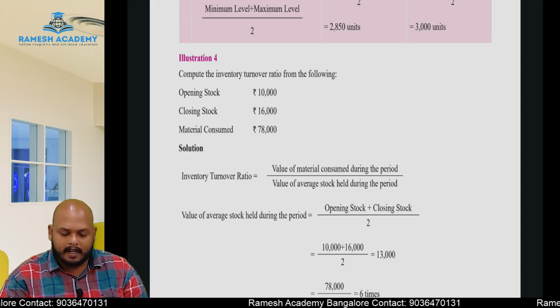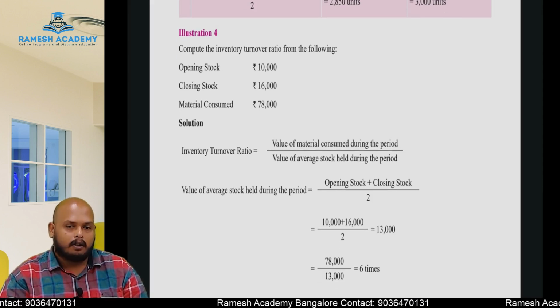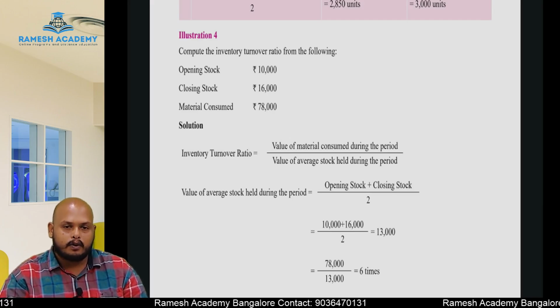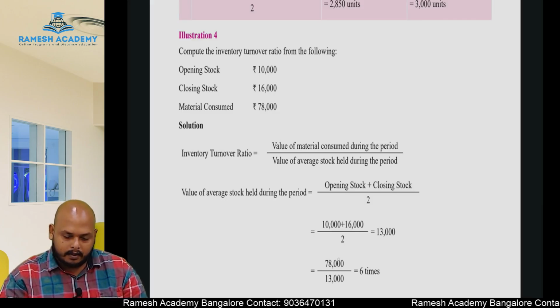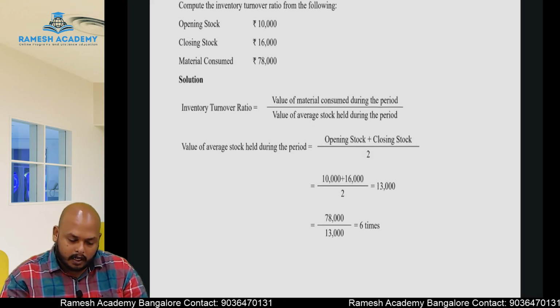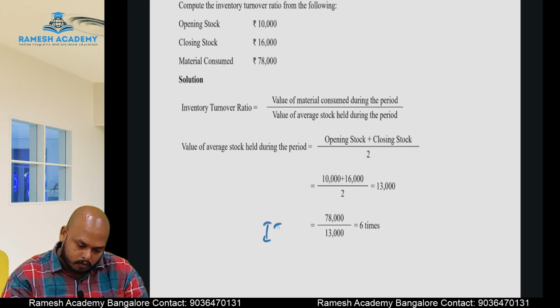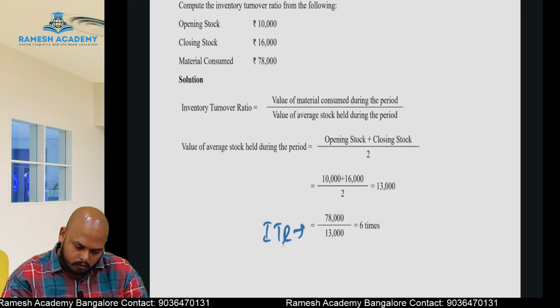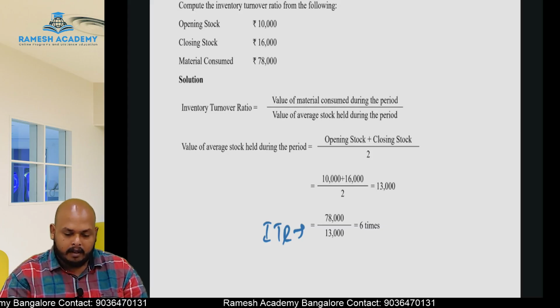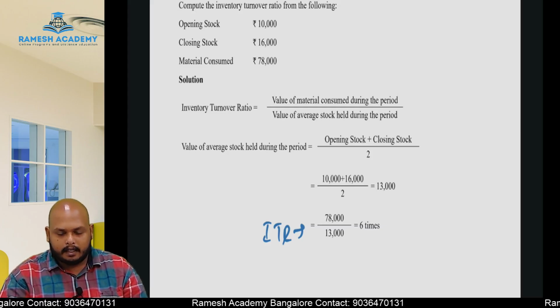So our value of average stock is equal to opening plus closing by 2. What is the opening value? 10,000. What is the closing value? 16,000. 10,000 plus 16,000 by 2. That is nothing but how much, Nana? 13,000. So inventory turnover ratio is equal to material consumed divided by average stock level. That is nothing but how many times, Nana?